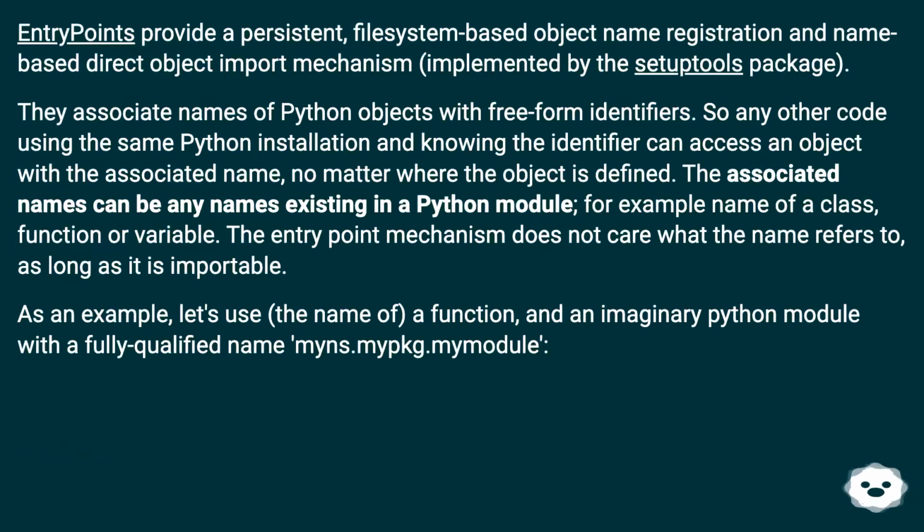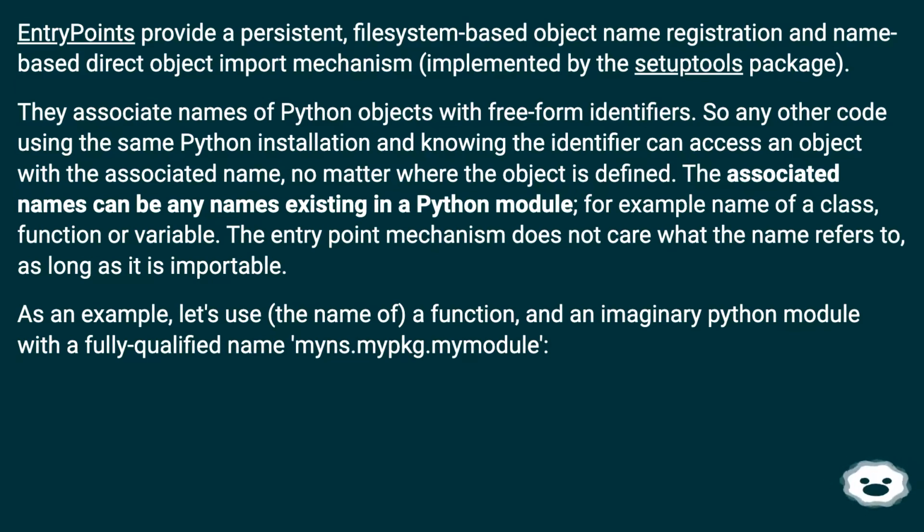Entry points provide a persistent, file system-based object name registration and name-based, direct object import mechanism, implemented by the setuptools package. They associate names of Python objects with free-form identifiers. So any other code using the same Python installation and knowing the identifier can access an object with the associated name, no matter where the object is defined. The associated names can be any names existing in a Python module, for example the name of a class, function or variable. The entry point mechanism does not care what the name refers to, as long as it is importable.